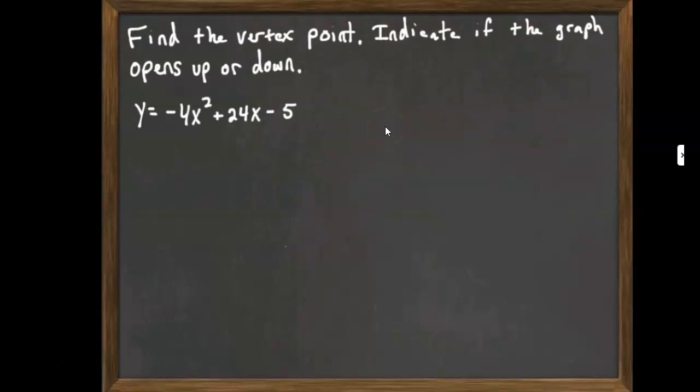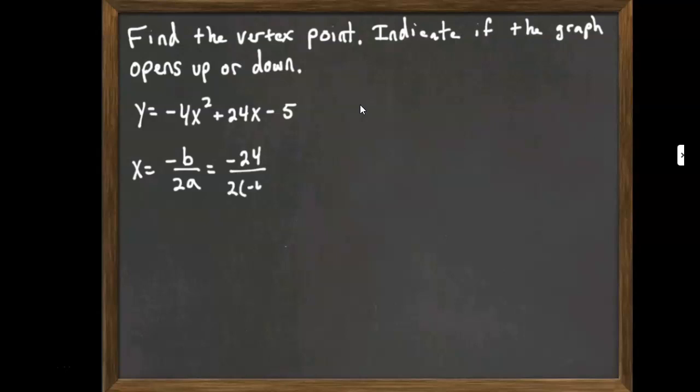So the first thing we do is we find our vertex point. So remember the formula is for x, it's negative b over 2a, where again the a and the b are those same values that you would use in your quadratic formula. So b is the coefficient of the x term, a is the coefficient of the squared term. So we just plug that information in.